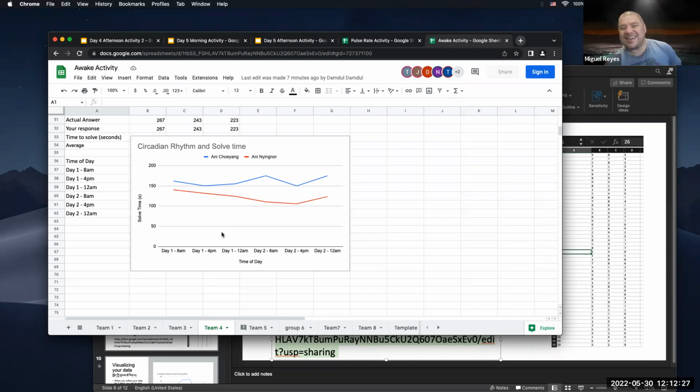No, this is really good, and you could also have a competition with each other to see who has the better math skills, right? I did this. I am not very good at this activity. I'm very bad at this activity.